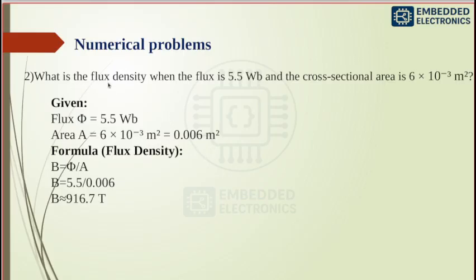Now we have the flux density formula, that is B equals phi by A. Substitute the values. Phi equals 5.5 and area is equal to 0.006. So now B equals 916.7 Tesla. Tesla is the unit of flux density.